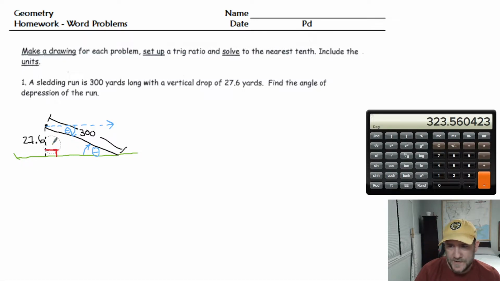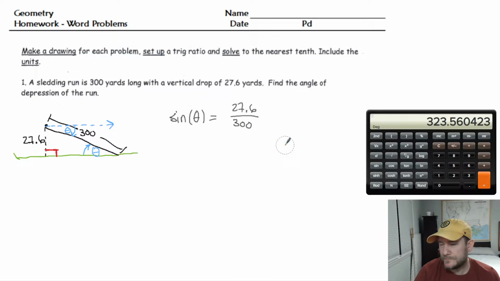I see I'm working with the opposite side and the hypotenuse. So opposite and hypotenuse is not tangent, it's sine. So we'll say the sine of the angle that we don't know, theta, is equal to 27.6 over 300. So how do you do this? Well, you take the inverse sine of both sides. If I do inverse sine, then the inverse sine and the sine will cancel, I'll get theta. On the other side, I'll get the inverse sine of whatever this is.